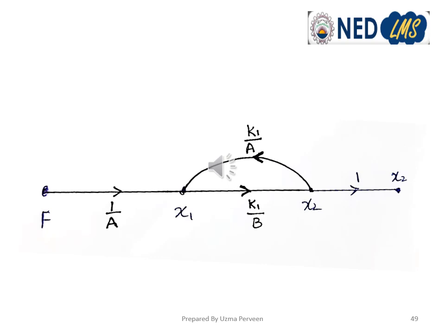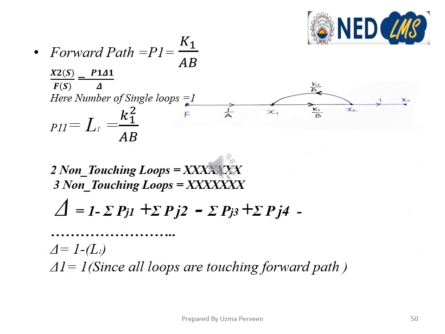So now we'll write Mason's formula. We'll apply Mason's formula on this signal flow graph, following the same steps. First we see the forward path. There is only one forward path. P1 is equal to K1 upon AB. We set the formula X2 upon F as P1 del 1 upon del.